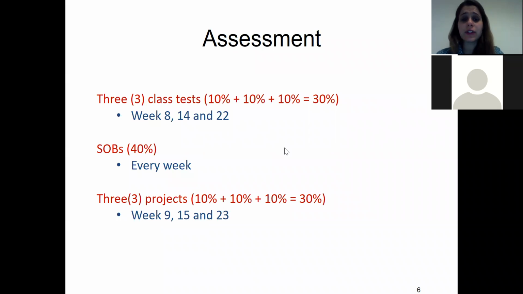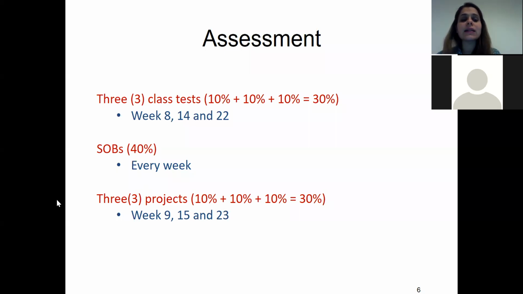The assessments in this module: you have 3 main assessments. The first one, you've got three tests, and they are going to be based on your lecture. Each test is 10%, and the first test is going to take place in week 8, then you've got the second one in week 14 and the third in week 22. Then you've got SOPs, and these are lab tasks that you need to complete every week during the lab session, and it is worth 40%.